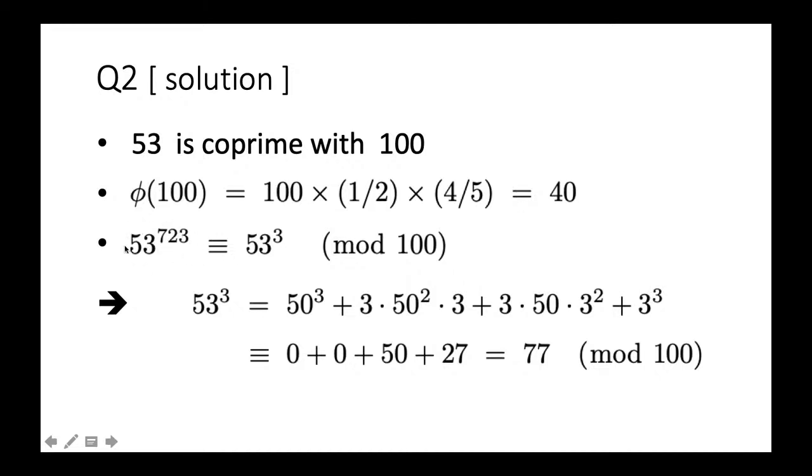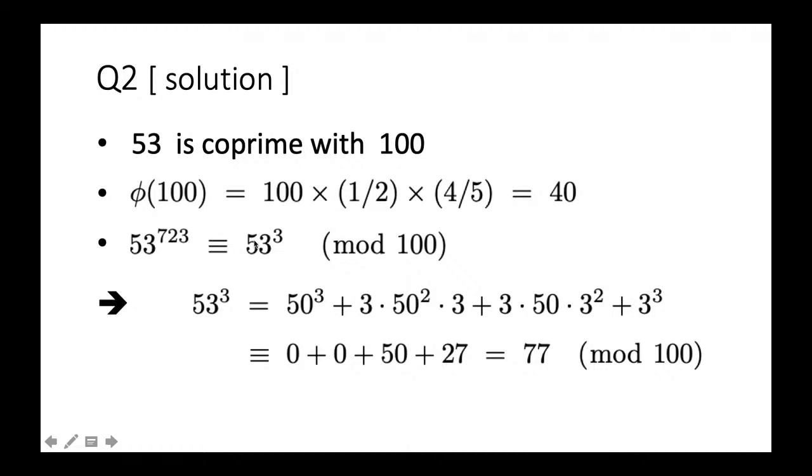So when we want to compute 53 to the power 723 mod 100, we can take away as many 40s from the power as we want, because 53 to the power 40 is equal to 1 modulo 100. So by taking away a lot of 40s, we see that what we want to find out is exactly the same as 53 to the power 3.